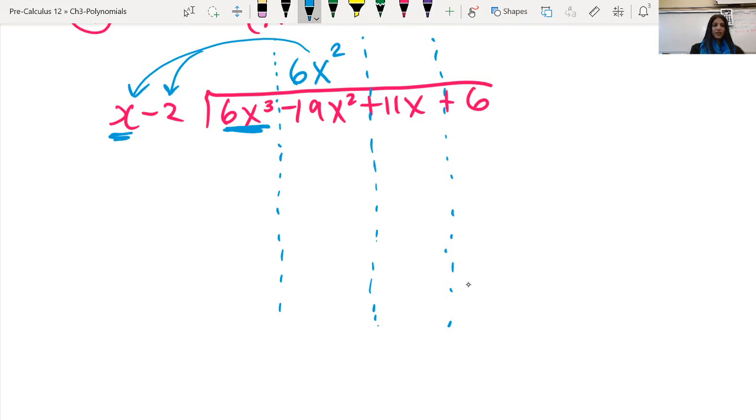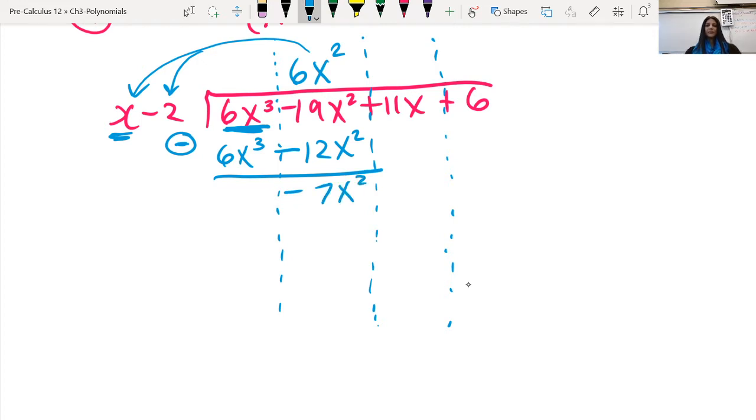So 6x squared times x gives me 6x cubed. I was expecting that, and if ever I don't get that, I know that I've made a mistake. And then 6x squared times minus 2 is minus 12x squared. And then top to bottom, I'm always going to be subtracting, just like when I did my long division with my numbers. So these would be gone or canceled out, and then I have minus 19x squared minus minus 12, so I'm actually adding 12. So I get minus 7x squared here.